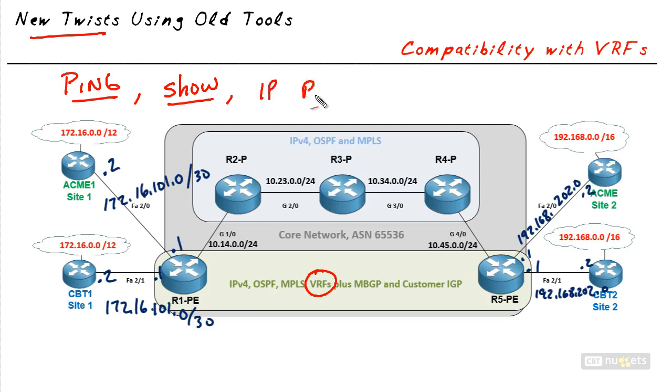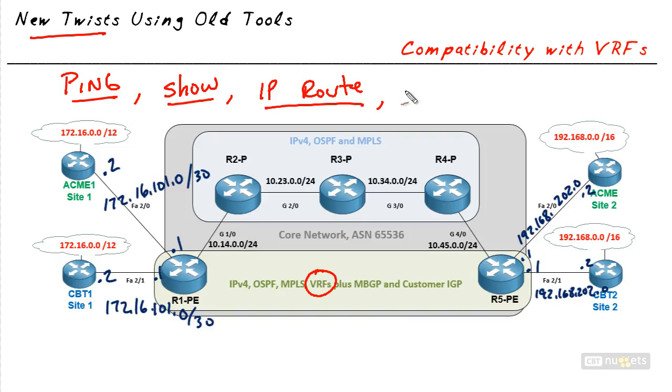IP route, adding a static route. Now, again, that seems like a pretty simple thing to do, adding a static route. IP route, the network, the mask, the next hop. However, when you're doing it for a VRF, we need to include that VRF information so that the router knows, hey, this static route is for VRF Acme or VRF CBT. It's not a static route for the global routing table.